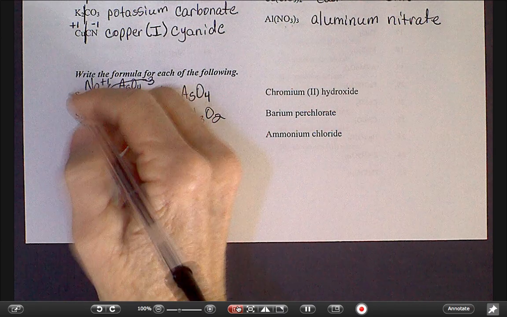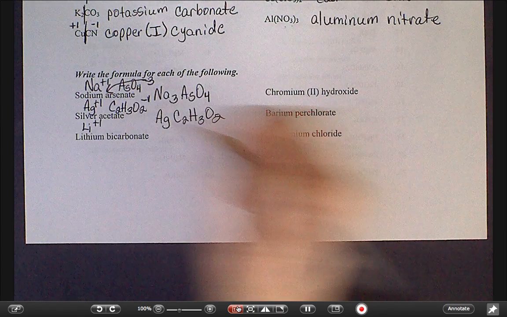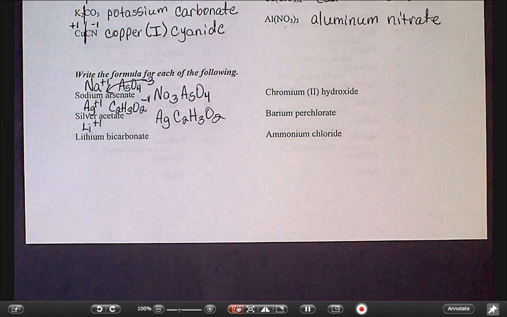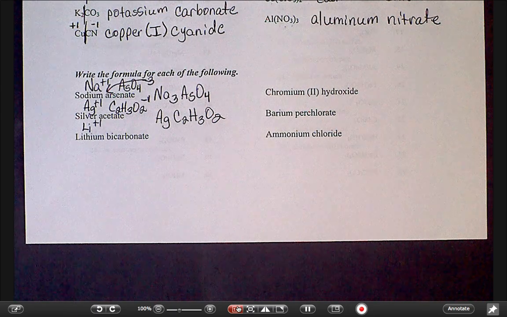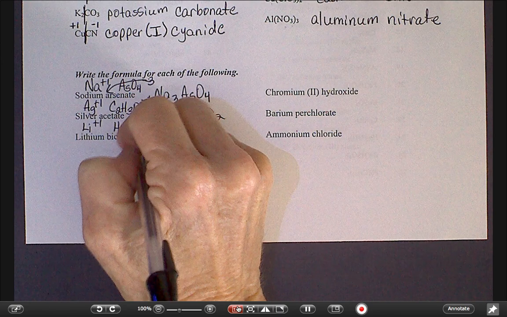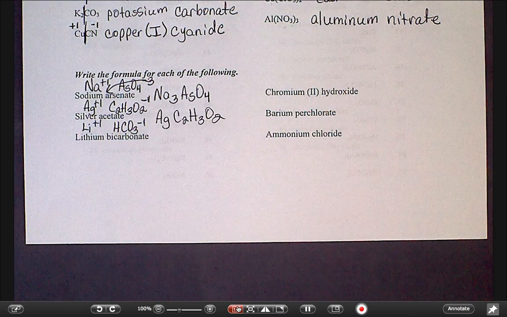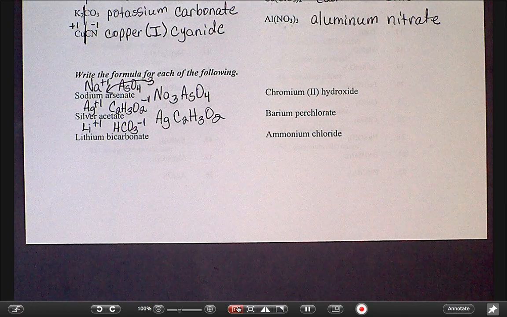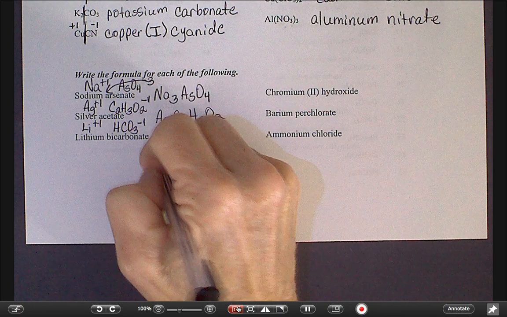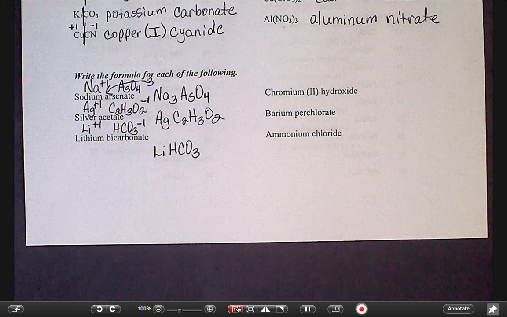What's the symbol for lithium? What group? Okay, that bicarbonate I just talked about, what's its formula? Minus 1. Again, we have a what to what ratio? Okay, so Li, HCO3. Questions?